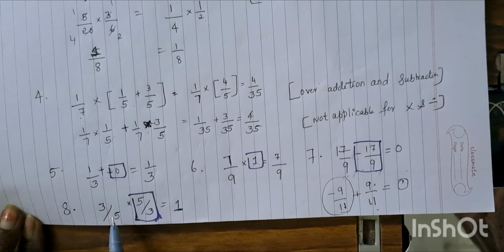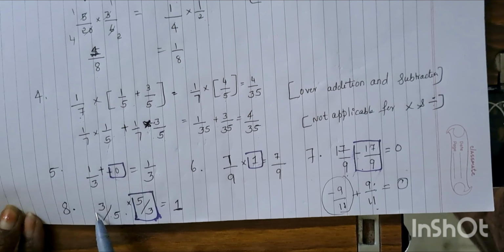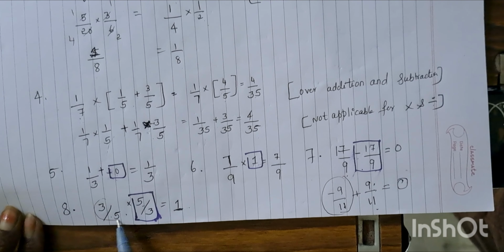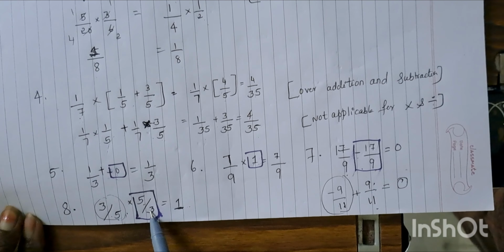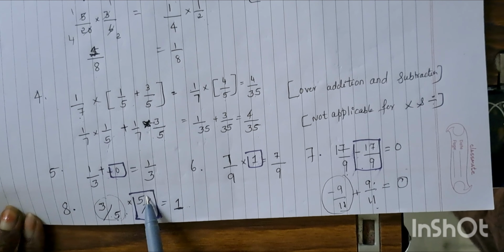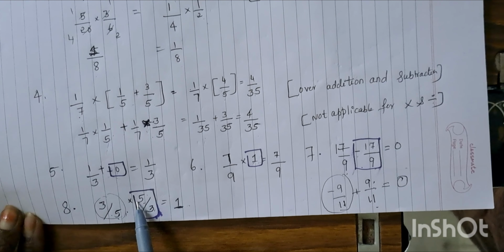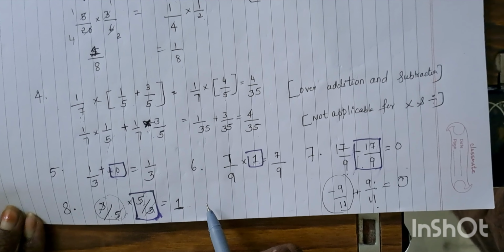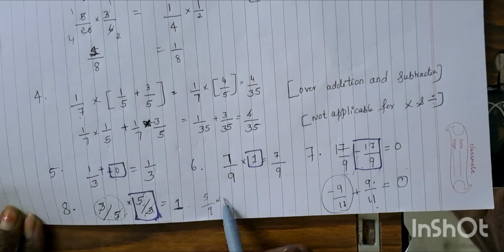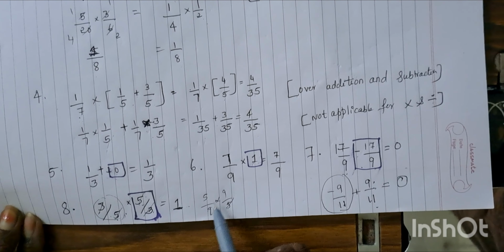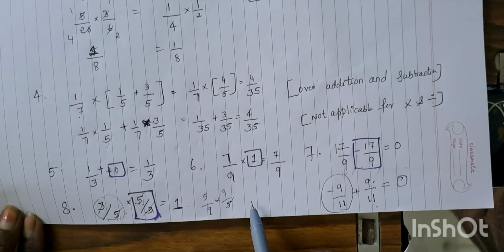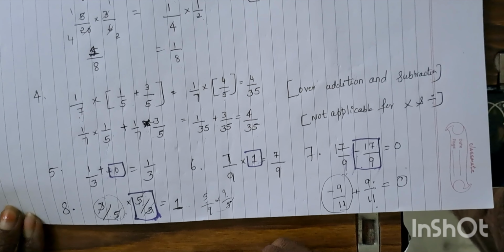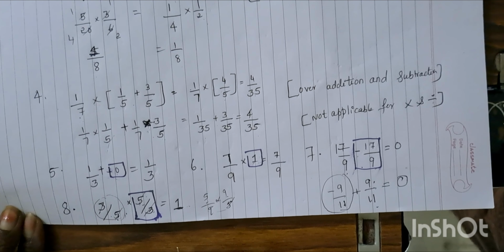What do we mean by multiplicative inverse? If you multiply with it, the resulting answer is 1. So whatever the number is, you take its inverse. 3 by 5 means 5 by 3 is the multiplicative inverse. If you multiply, 3 gets cancelled, 5 gets cancelled. Similarly, what is the multiplicative inverse of 5 by 9? It is 9 by 5. The reciprocal of a fraction is nothing but its multiplicative inverse.